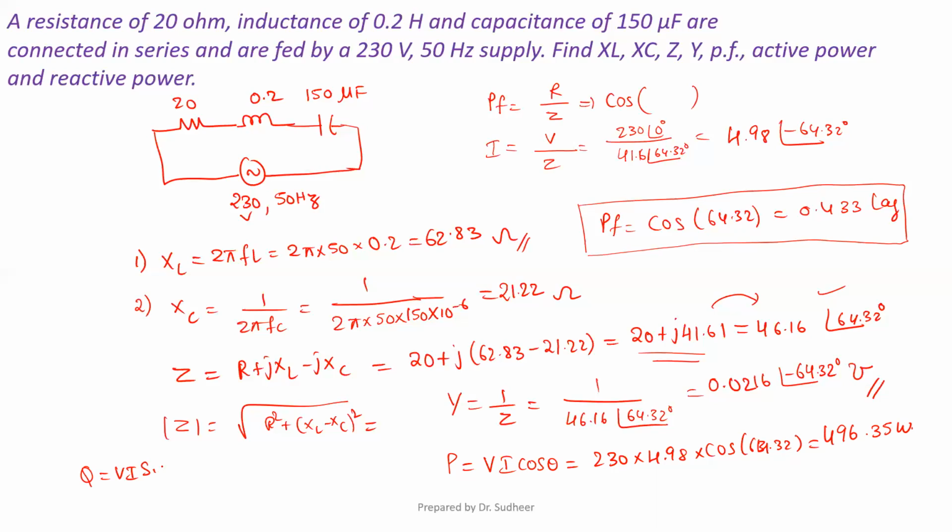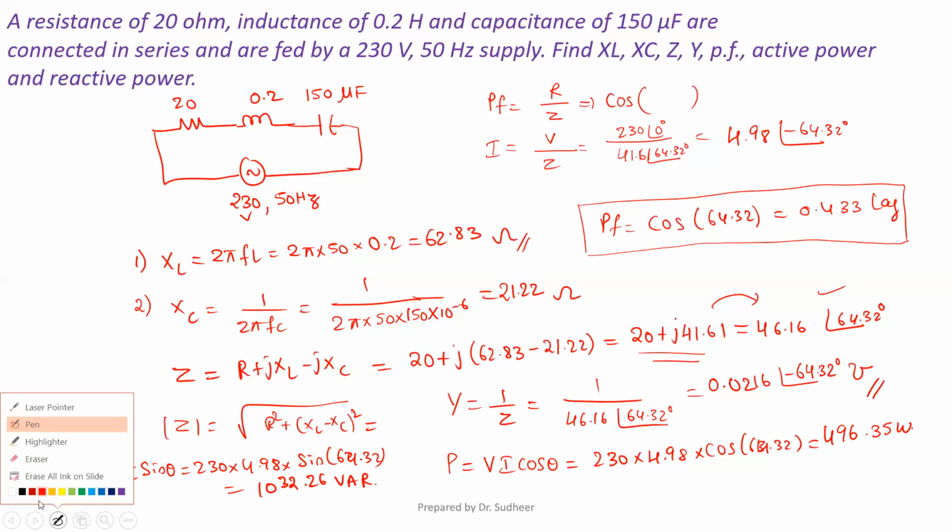What is reactive power? V I sin theta. That is 230 into 4.98 into sine of 64.32. So it is 1032.26 volt ampere reactive. He has not asked in the problem, but sometimes he may ask even about S.